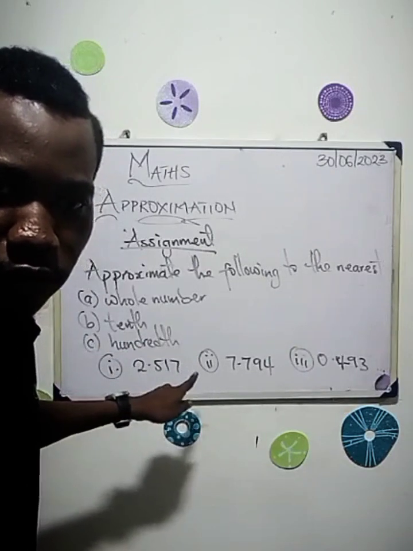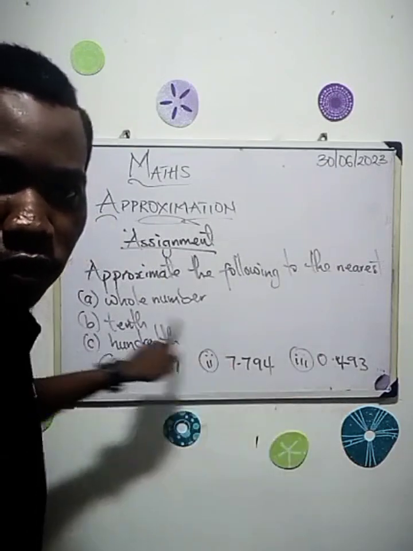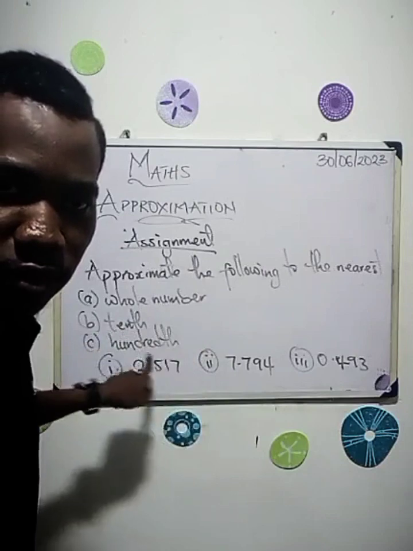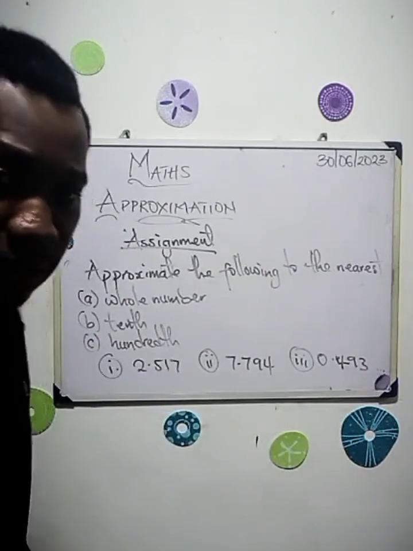Please don't write when we screenshot. Then this one also, to the nearest whole number, to the nearest tenth, and to the nearest hundredth. So 3 numbers, do the approximation in this way. That's the assignment.